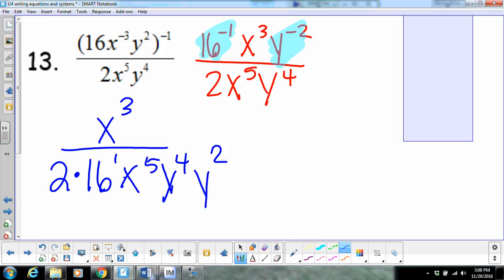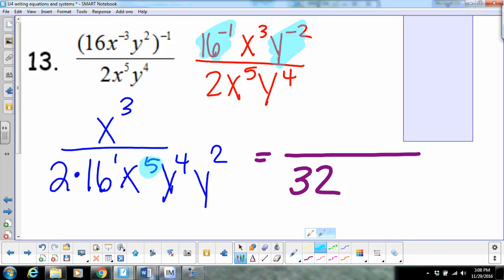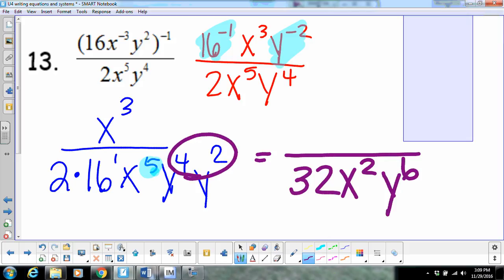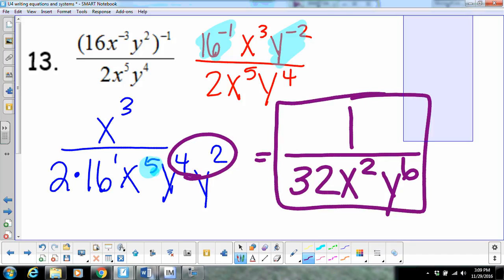16 to the first is just 16. 2 times 16 is going to give me 32 on the bottom. X's, I have 5 on the bottom and 3 on top, so 5 minus 3 is going to give me x squared on the bottom. And my y's are all on the bottom. Add those together, that gives me y to the 6th. Remember, you cannot have a bottom of a fraction without a top, so we add our 1. Hopefully this will help you some with that homework from tonight.